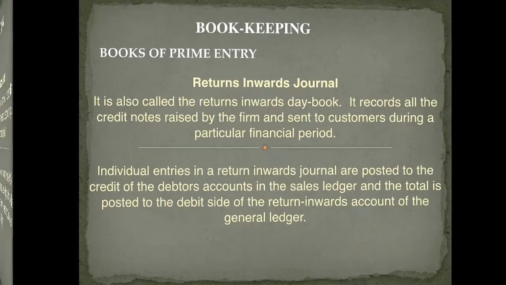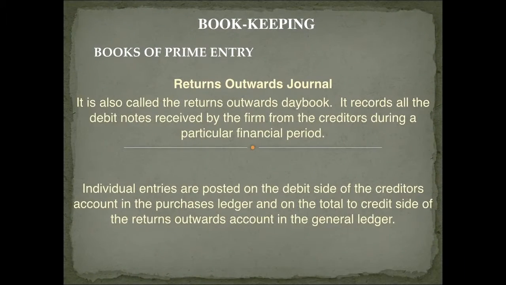Another book of prime entry is the return outwards journal. It is also called the return outwards day book. It records all the debit notes received by the firm from the creditors during a particular period. The individual entries are posted on the debit side of the creditor's account in the purchases ledger, and the total to the credit side of the returns outward account in the general ledger.